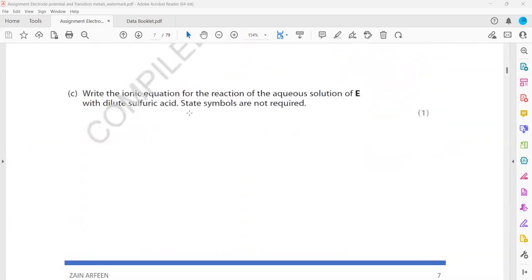Then write an ionic equation for a reaction of aqueous solution of E with dilute sulfuric acid. State symbols are not required. So what will be the ionic equation? After writing an overall equation, it's the ionic equation. So first we have CrO4 with a charge -2. It has turned into Cr2O7 with a charge -2.